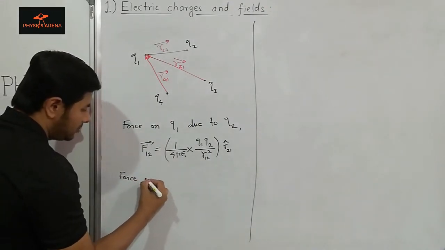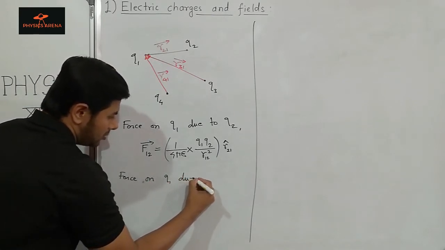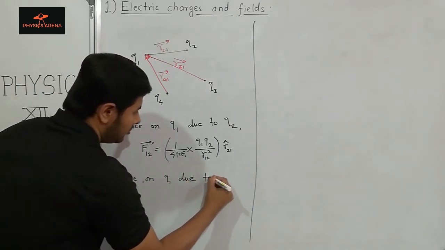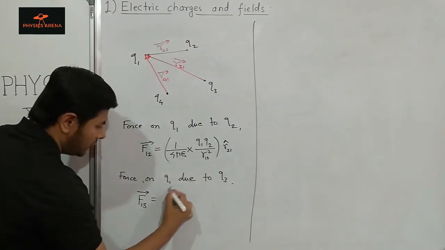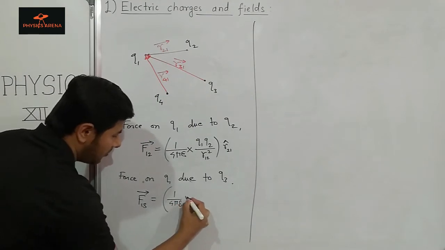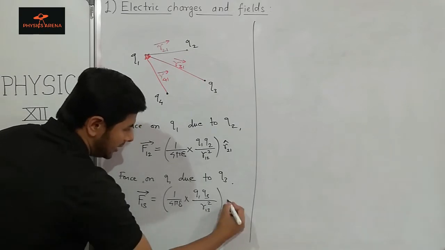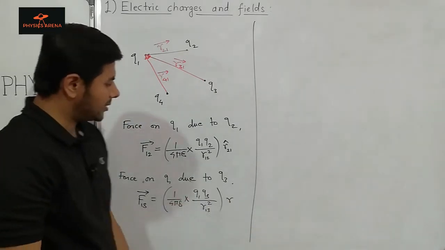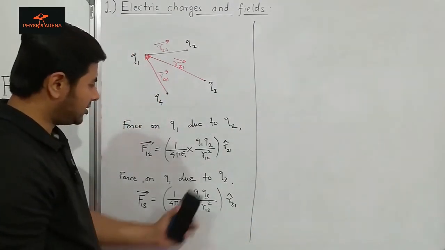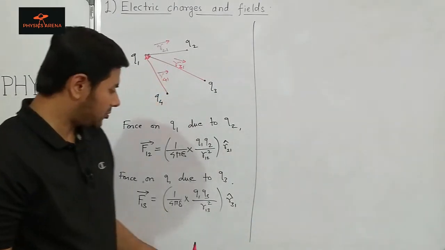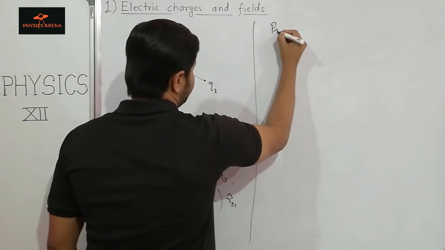Force on Q1 due to Q3, F13, is equal to 1 over 4 pi epsilon naught into Q1 Q3 over R13 squared, and now the unit vector will be directed from Q3 to Q1, so it is R31 cap, and so on up to Qn.